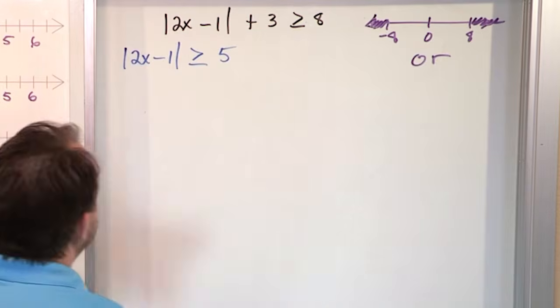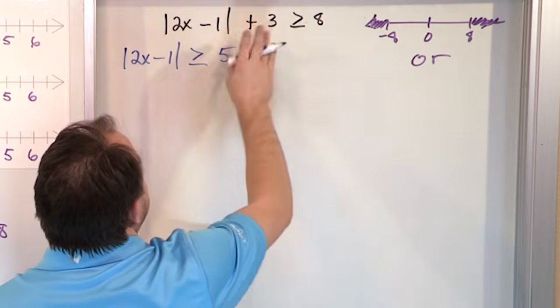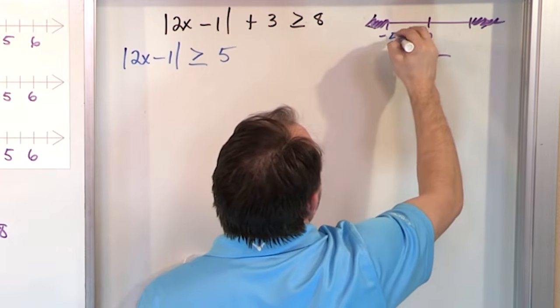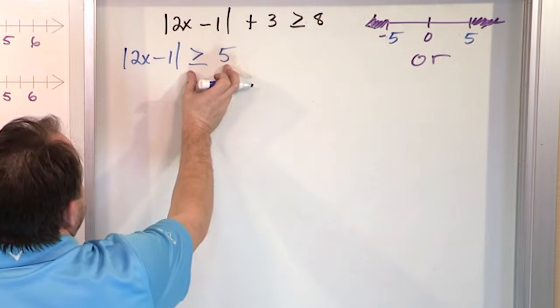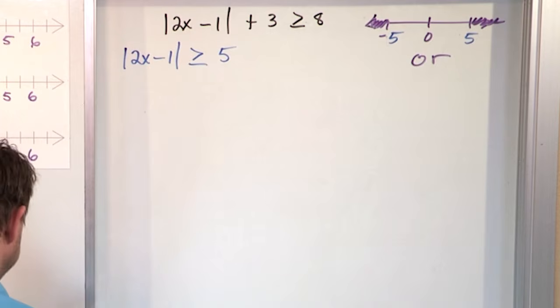And now, I mean, I could have done it another way. I could have ignored this and I could have said, just move the 3 over first and I can make this guy 5, negative 5, and positive 5. The point is, it's an OR type of situation because it's got to be greater than, this is going to be greater than 5 distance units away.